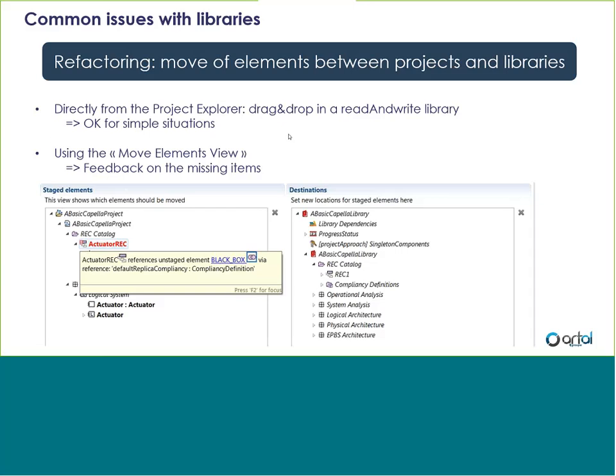Either you make the library that you want to host your elements read and write, using the option that I have just mentioned before, and then you directly drag and drop the element from the project explorer of the project to the library. And that's okay for simple situations, but when it comes to complex dependencies between the elements you drag and other things in the model, then it begins to be quite difficult.